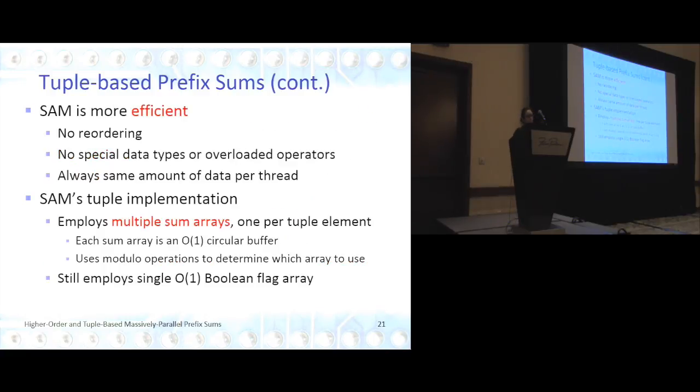Okay, so now let's see how SAM does this. SAM again works with tuple-based very efficiently. We don't need any reordering. We don't need to define any special data type, and because of that, we can have the same amount of data per thread no matter what. The only difference here is that we have to have a multiple sum array, one per tuple, but we still have a constant amount of auxiliary array and the flag array. We don't need to change anything in the flag array.